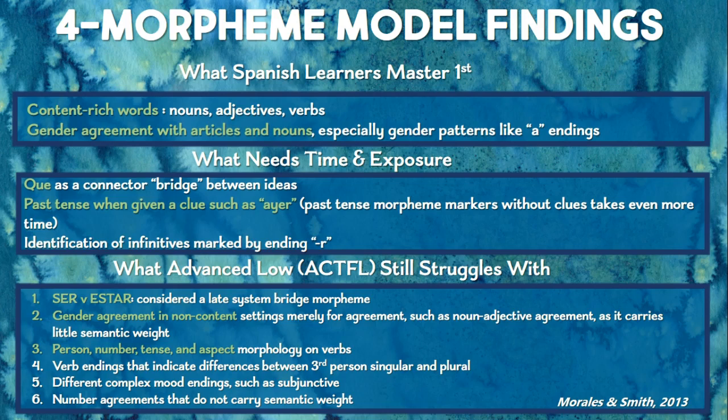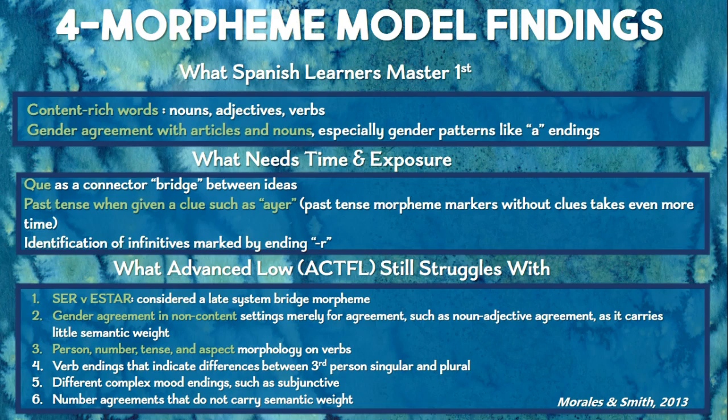So I put in here an example of how that might connect to Spanish learners' order of acquisition. This is what the four morpheme model finds. The first thing that Spanish learners master first is content-rich words, nouns, adjectives, verbs, the words that tell them what's going on and how people feel about them. The next thing is gender agreement, which is understandable because it is something that comes up a lot in Spanish with articles and nouns, especially gender patterns like A endings.